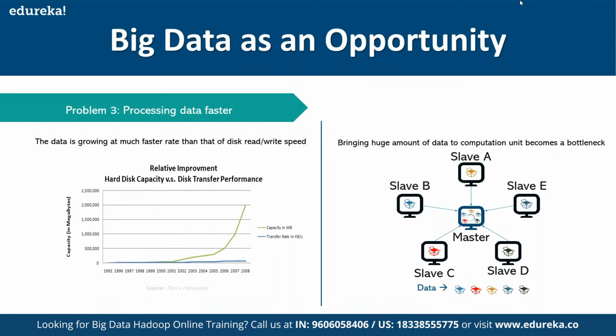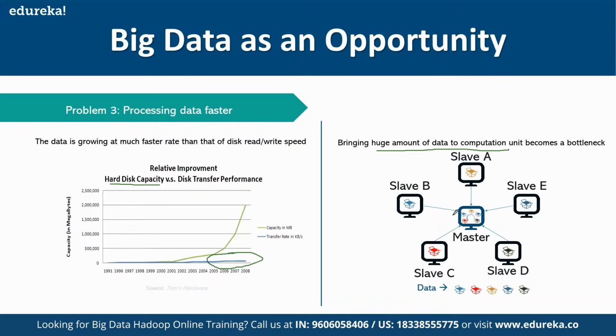Let me just try to show you. I'll quickly draw something. You can see that the hard disk capacity and the disk transfer performance improvement are different. You see here the capacity and how the transfer rate is actually. It is a very mild improvement, but the data is growing so much. The capacity is so much, but the transfer rate and how it is being processed is actually very less. And the next bottleneck is bringing the data to computation. So please remember this: bringing the data to computation.